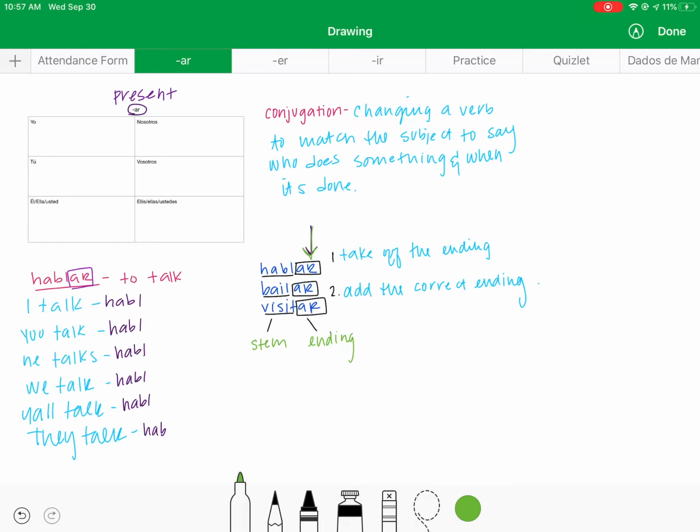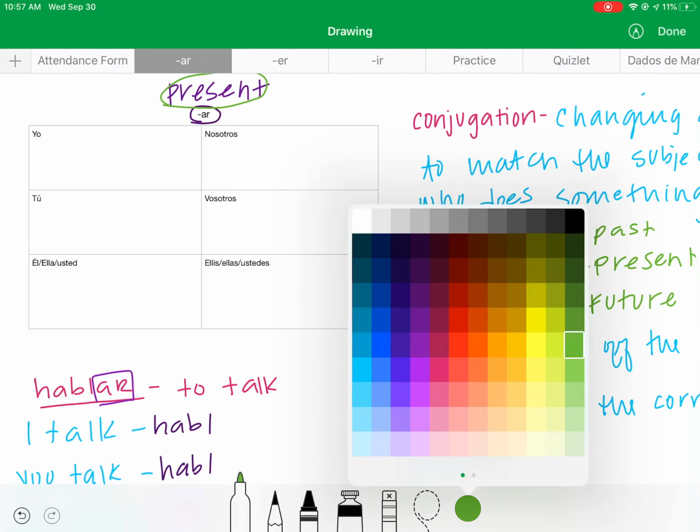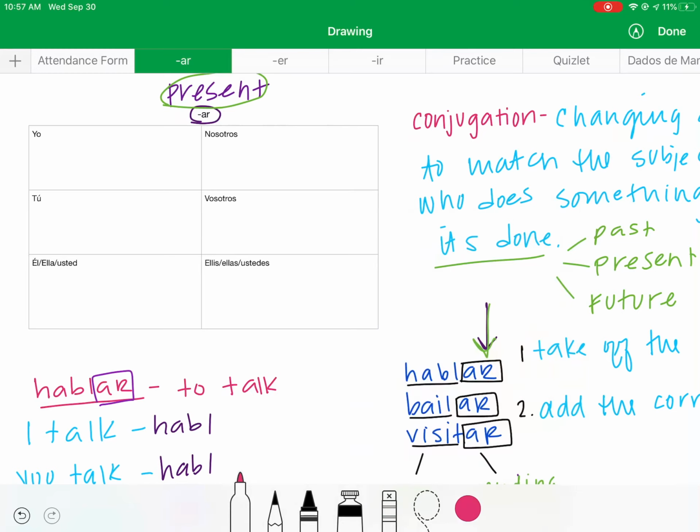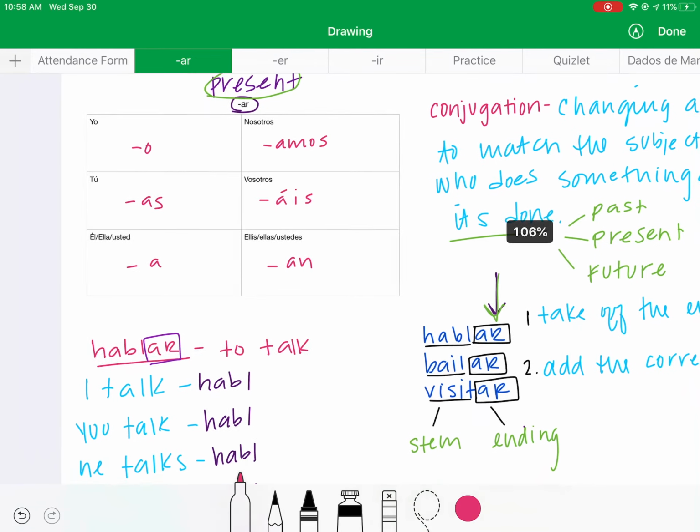So let's look at the AR verbs. Like I said, conjugating a verb is saying who does something and when it happens. So it happens either in the past, the present, or the future. And these sets of notes are only going to be about the present tense. Your endings for the AR verbs are o, as, a, amos, ais, and an. Okay, so those are the endings.